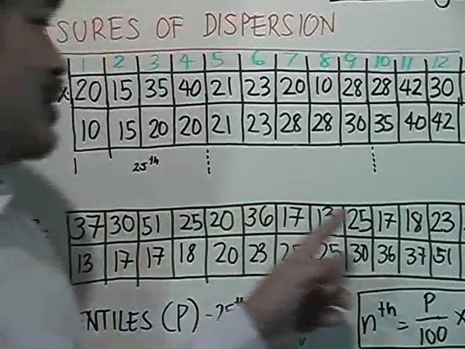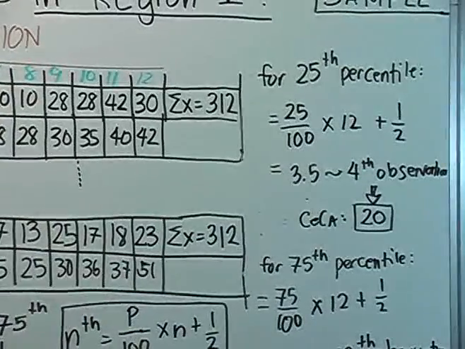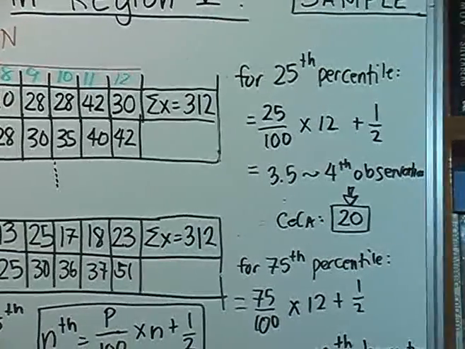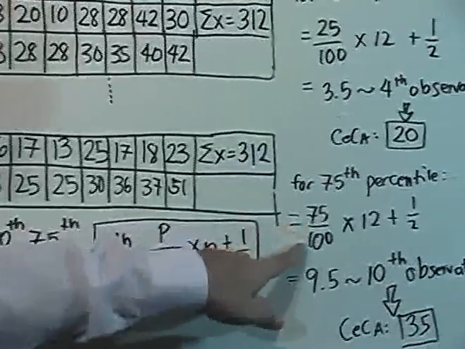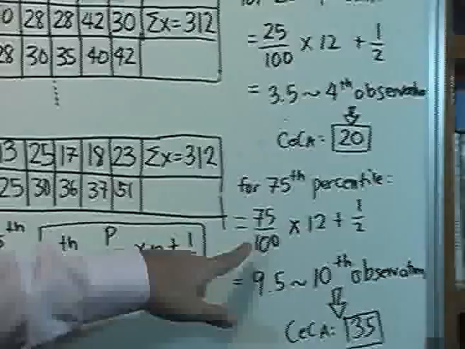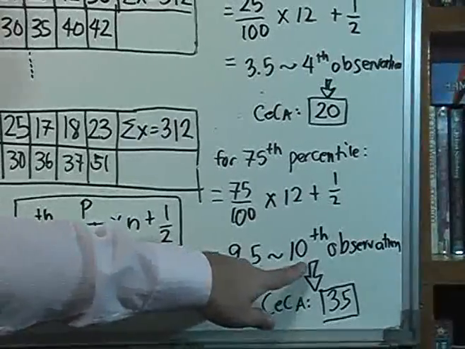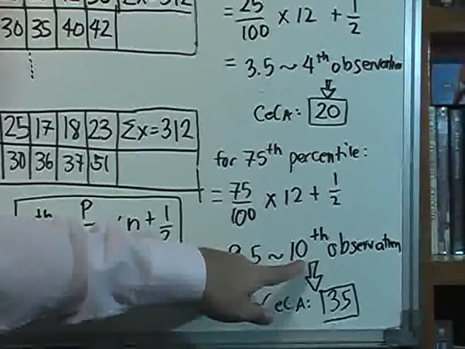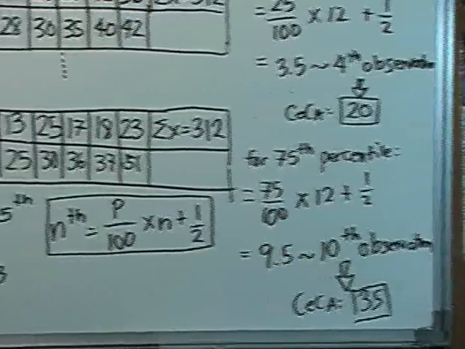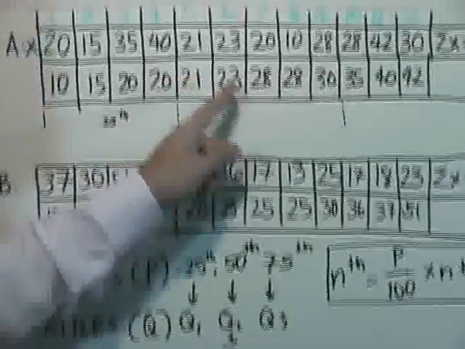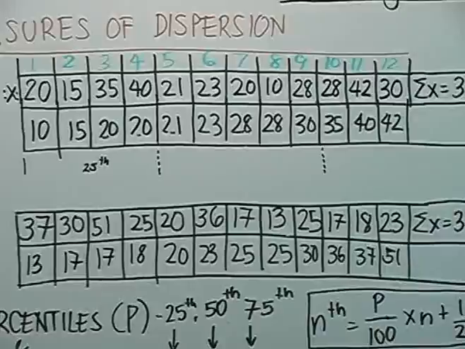If you want to compute for the 75th, what number in this array corresponds to the 75th percentile? So again, substituting in this equation, you will get this. And then computing, you will end up with 9.5. Round that off, you will end up with this figure. You will now look for the 10th observation. So from the left, 1, 2, 3, 4, 5, 6, 7, 8, 9, 10. The 10th observation is 35.